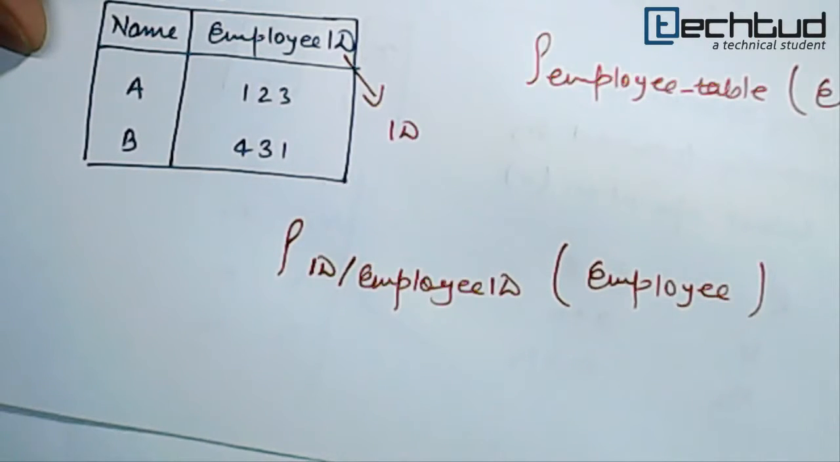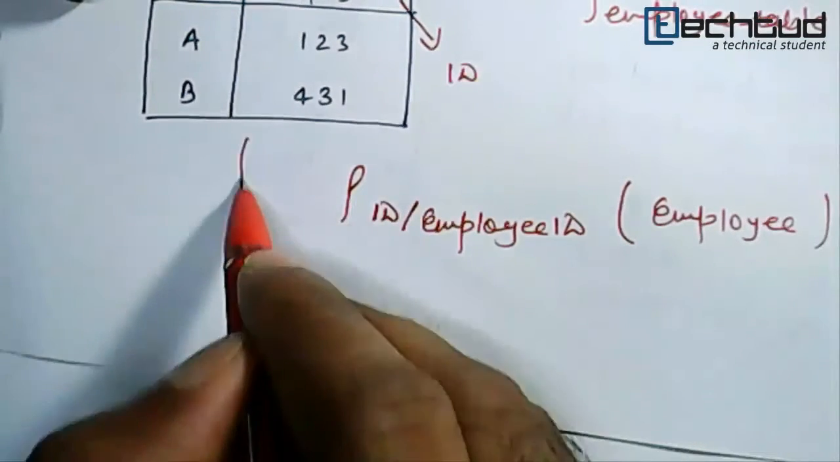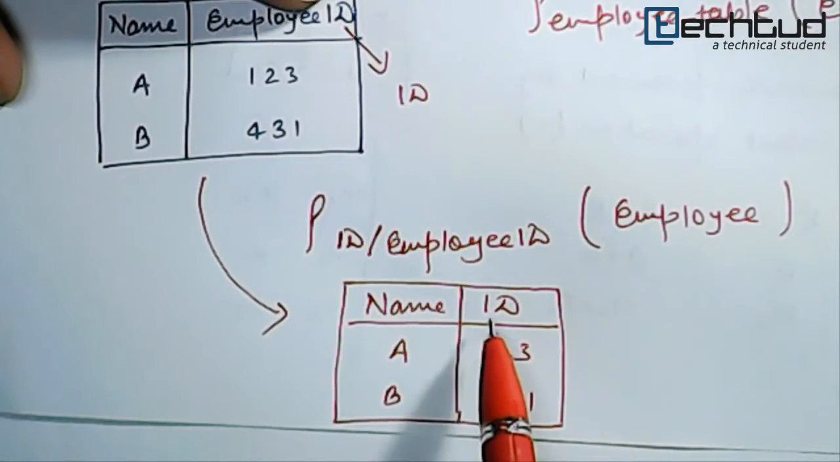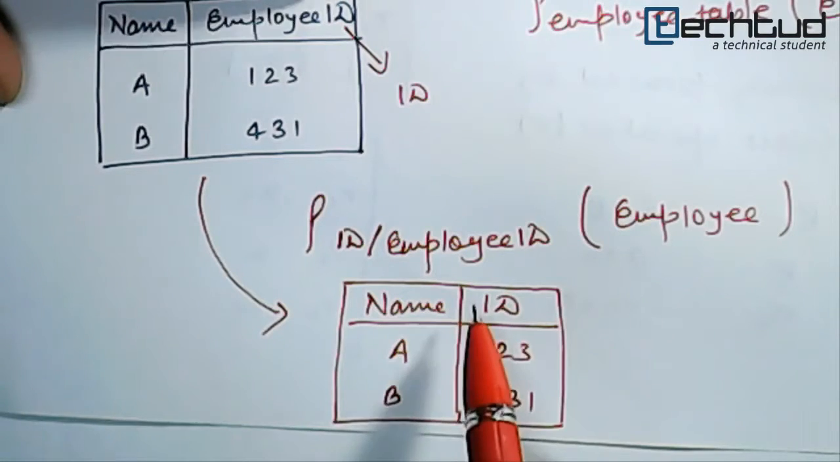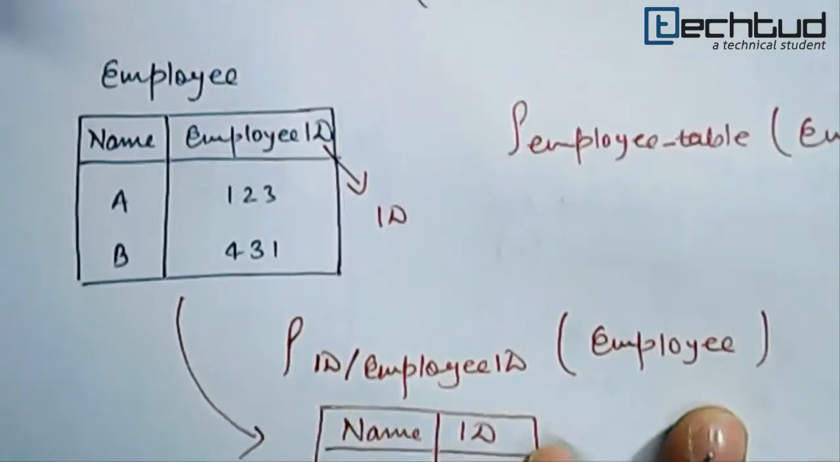Okay, so in this case what will happen? The resultant table will be something like this. Here the attribute employee ID has been renamed as ID only. So that's how this rename operator works.